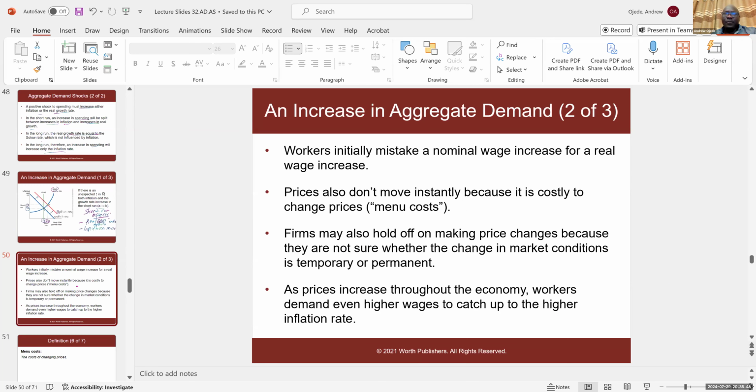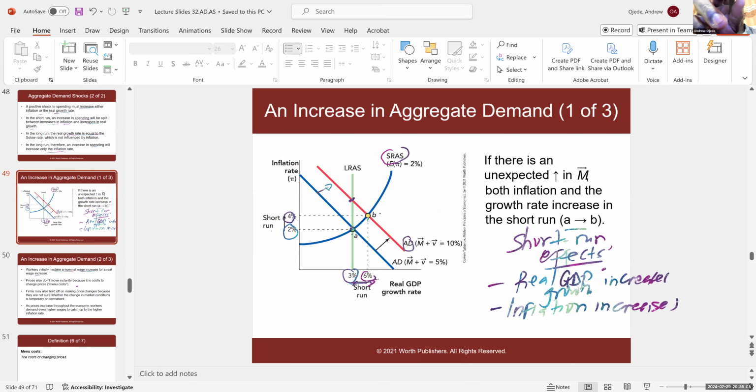So when the economy is doing this well, workers are going to initially mistake a nominal wage increase for a real wage increase. Initially, you see that? That's the reason why they are going to increase production, real GDP growth. Because if they see their whatever economy doing well, they're going to see their nominal wages going up. But in the long run, they're going to realize that inflation has also gone up. Inflation is also eating their pocket.